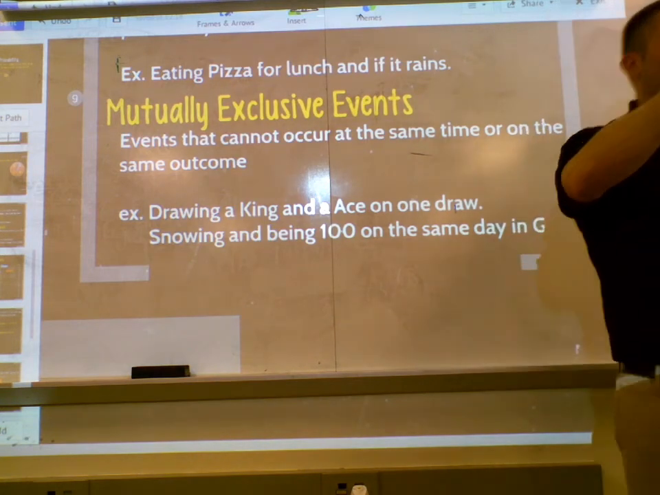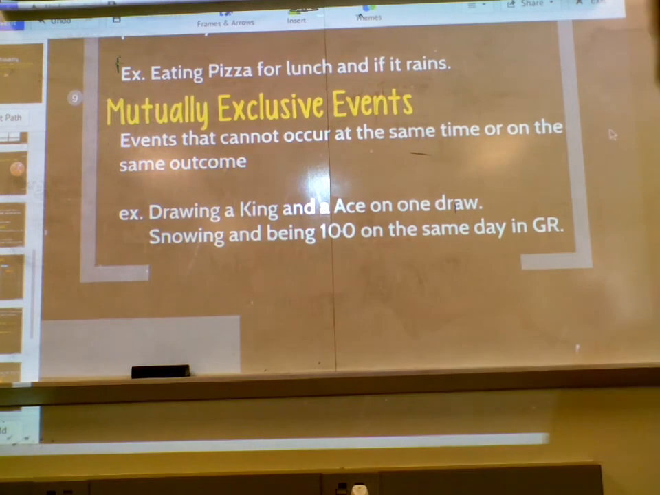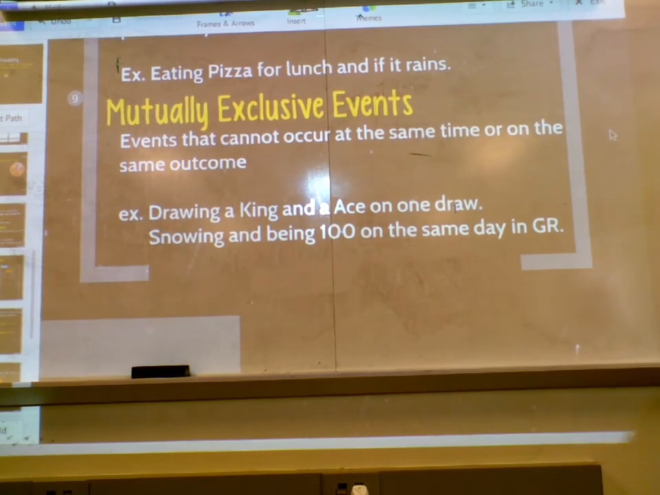Okay. All right. On your paper, you have an example. You have to identify mutually exclusive events. For part A, I want you to think about the dice and the spinner. Make a mutually exclusive event that uses the dice or the spinner. And then for part B, I want you to think of real-world events that are mutually exclusive.